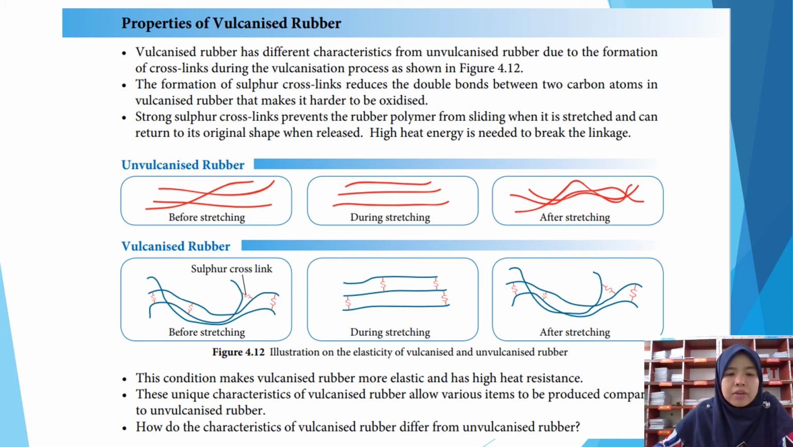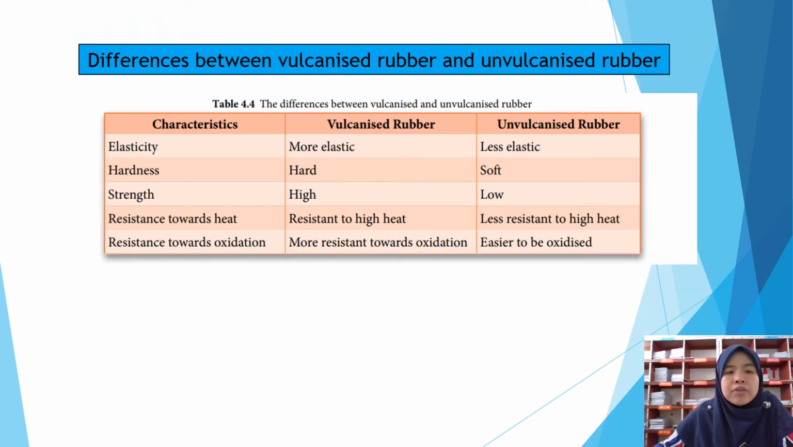Okay, this condition makes vulcanized rubber more elastic and has high heat resistance. Okay, this unique characteristic of vulcanized rubber allows various items to be produced, okay, compared to unvulcanized rubber. Okay, that's the point. How do the characteristics of vulcanized rubber differ from unvulcanized rubber? Okay, so here the points that you can use to explain what is the difference between vulcanized rubber and unvulcanized rubber.